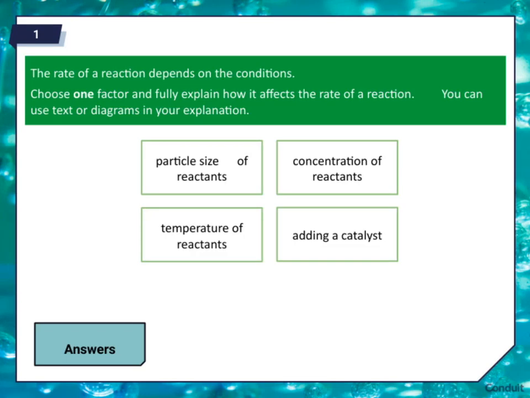Let's talk about what affects how fast a reaction happens. The rate depends on several things, like how much of the reactants you have, their temperature, or even how small their particles are. Pick one of these factors and explain it fully. For example, if you choose temperature, you could describe how heating reactants makes particles move faster, leading to more collisions and a quicker reaction. You can use words or drawings to make your point clear.